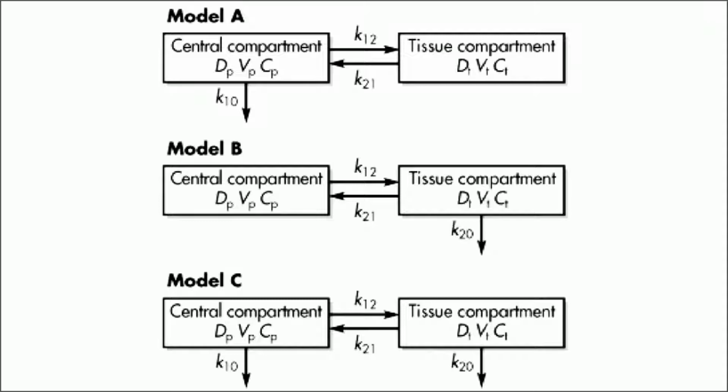When we are discussing model B, the underlying principle is the same, that there is a central compartment and a tissue compartment, and the drug movement is happening between these two compartments. But compared to model A, here the elimination occurs from the tissue compartment. The third scenario is model C, in which we presume that the elimination of drug is happening from both the central as well as the tissue compartment.